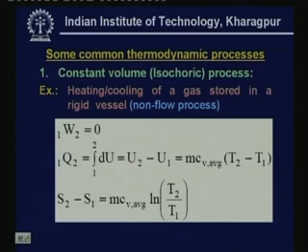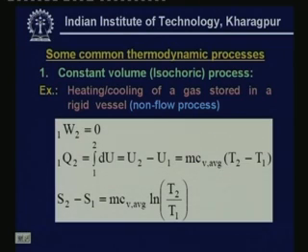So the first, a simple process, is a constant volume or isochoric process. Isochoric means the volume does not change, and a typical example is the heating and cooling of a gas stored in a rigid vessel. So we have a rigid vessel containing a gas, which is the system here, and we are heating the gas. This example is typically a non-flow process. That means the gas is neither leaving nor entering the rigid vessel.